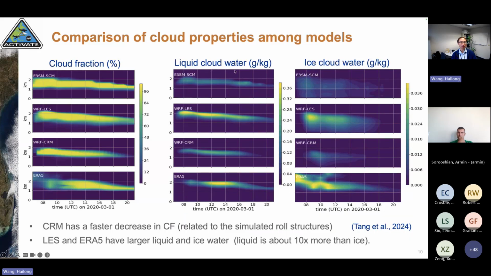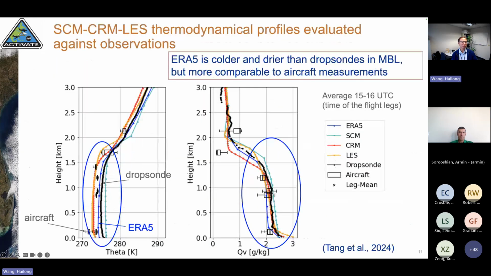We also compare the liquid water and ice water. LES and ERA5 obviously have more than the other configurations. In the paper, we explore potential causes of those differences. We also compare the thermodynamic profiles simulated in those different model configurations to dropsonde and aircraft measurements.